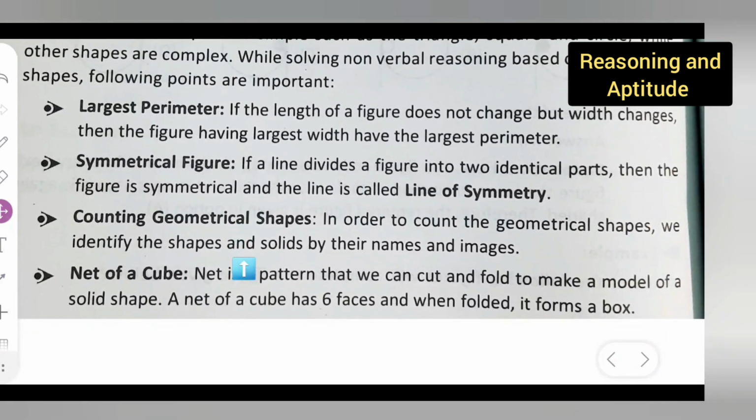The third one is counting geometrical shapes. In order to count the geometrical shapes, we identify the shapes and solids by their names and images. Last, fourth, net of a cube. A net is a pattern that we can cut and fold to make a model of a solid shape. A net of a cube has 6 faces, and when folded, it forms a box. Okay, let us take some examples.